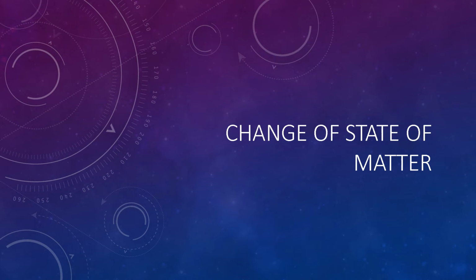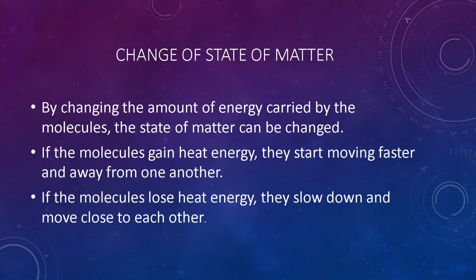Hi, today we will discuss how change of state of matter takes place. By changing the amount of energy carried by the molecules, the state of matter can be changed. If the molecules gain heat energy, they start moving faster and away from one another. And when the molecules lose heat energy, they slow down and move closer to each other.